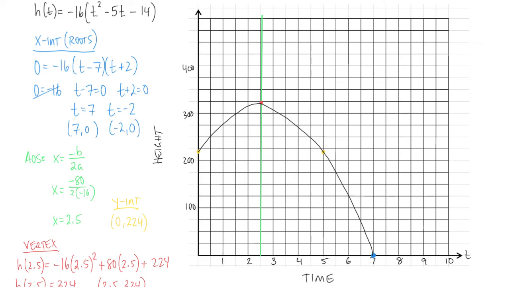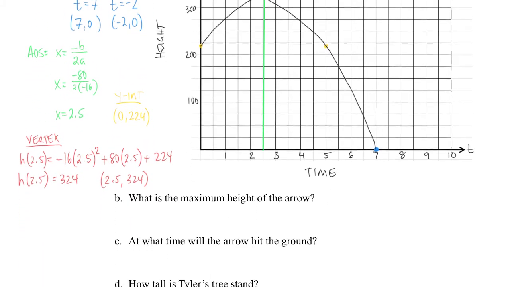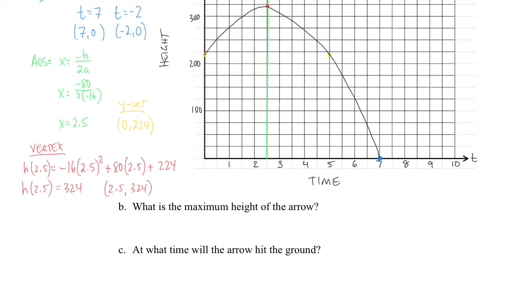Okay, so now I've got all that done. Now I can just answer these simple questions here. What is the maximum height of the arrow? Well, we know now that that comes from the vertex, and we know that that's 324 feet. At what time will the arrow hit the ground? Well, the arrow hits the ground right there, and that's at 7 seconds. So we know that the arrow is going to hit the ground at 7 seconds. Our x-intercepts give us that information.